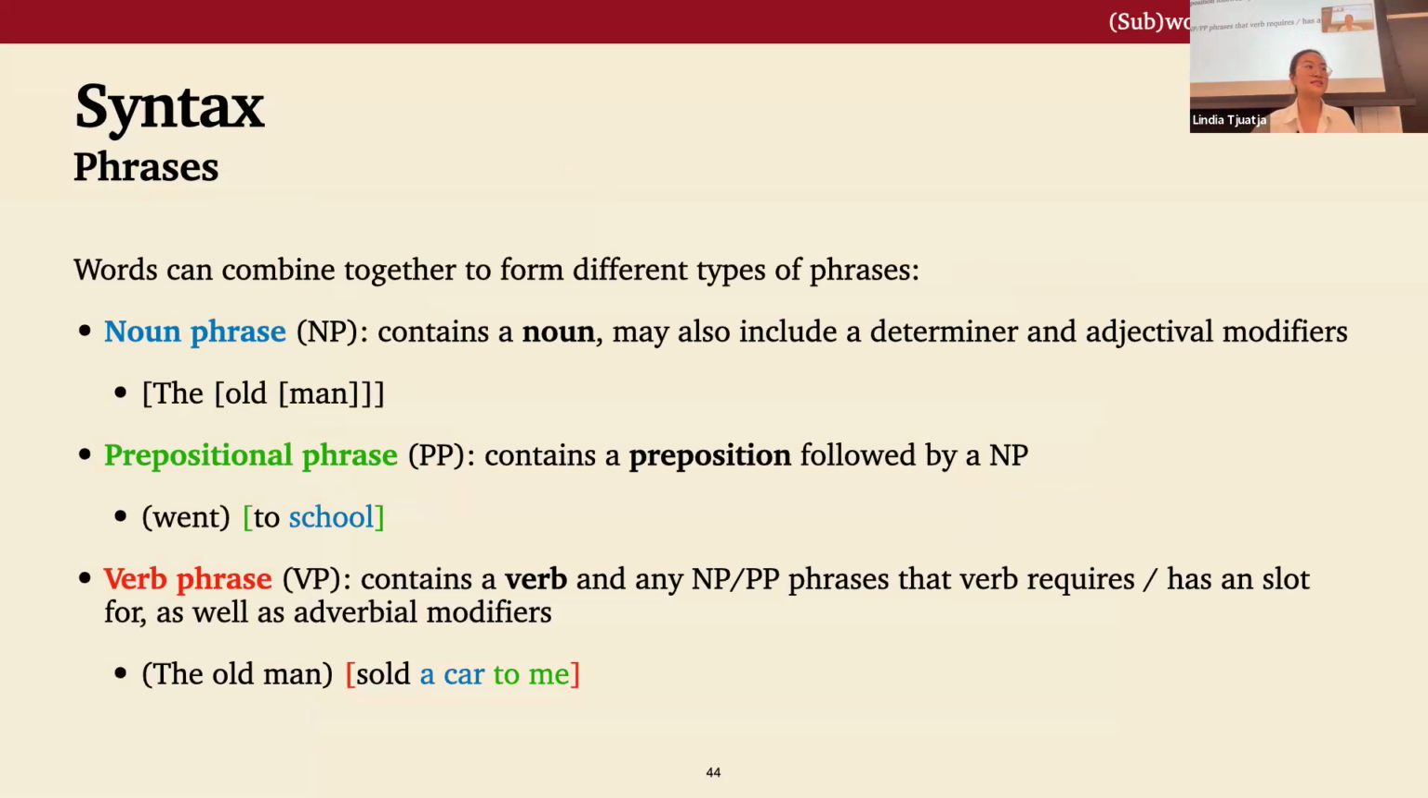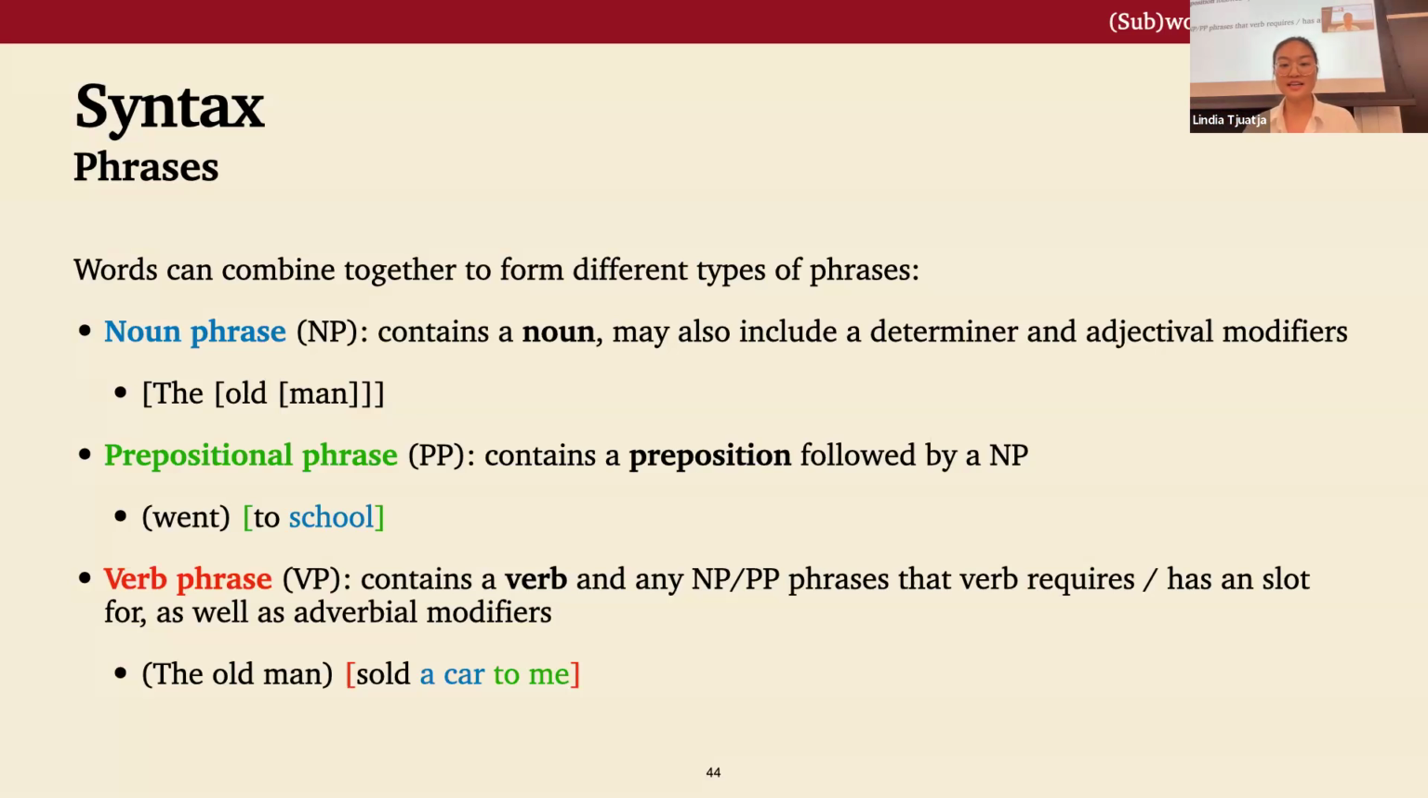So a big part of syntax is phrases. What are the types of phrases we have? How are they formed? Here are three very basic ones. A noun phrase, as the name suggests, contains a noun, but it can also include a determiner to tell you what set of nouns you are referring to, and also things that modify the noun, like adjectives. So here's a noun phrase, the old man. Old man is also a noun phrase. Man is also a noun phrase.